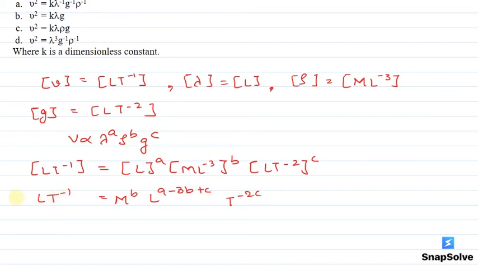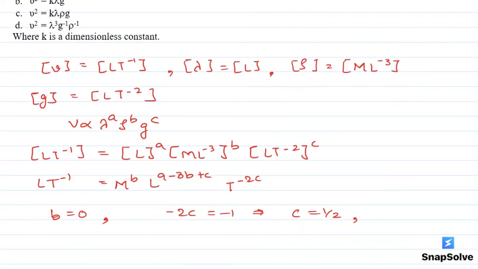So now here I don't see any M, so here it's M to the power 0. So here it's M to the power b, so what I can write down is b is equal to 0. Now for T, what I can write down is minus 2c is equal to minus 1, which says that c is equal to 1 by 2. So we found out the value of b and c. Now we'll substitute the value of b and c in the power of L and we can find out the value of a. So let's try to do that.